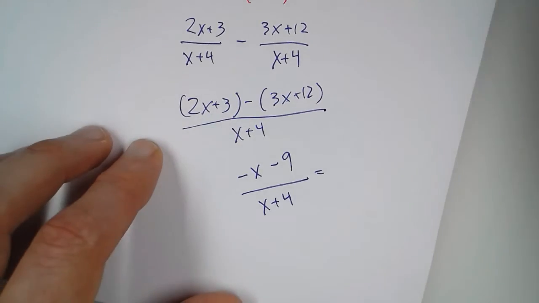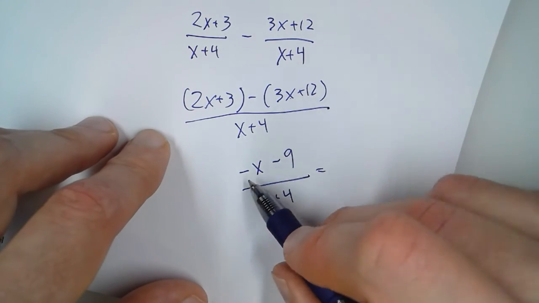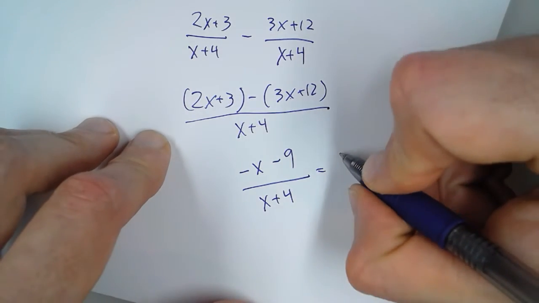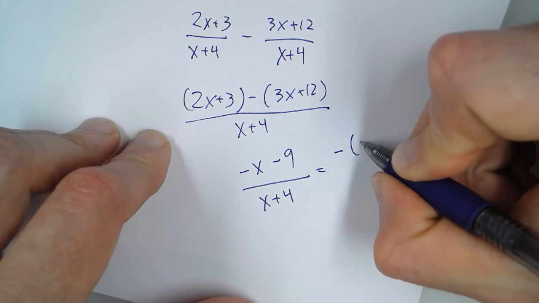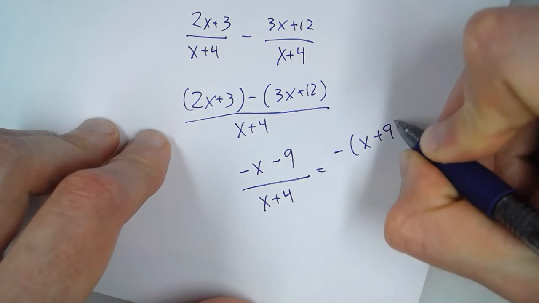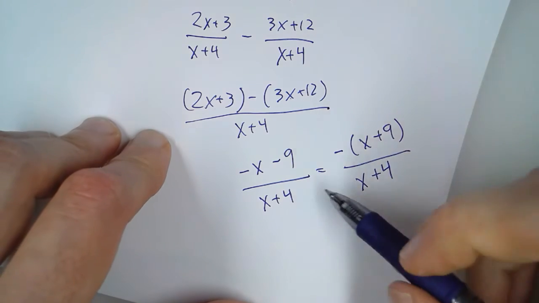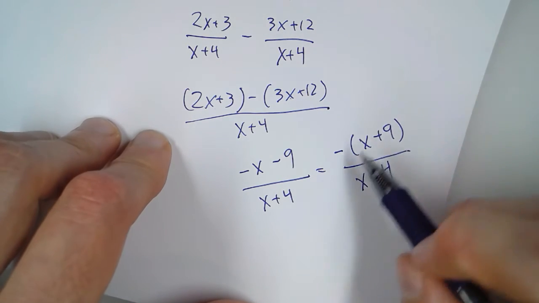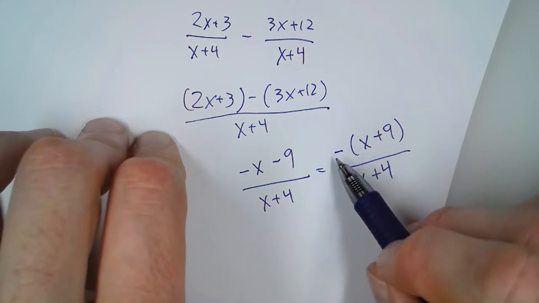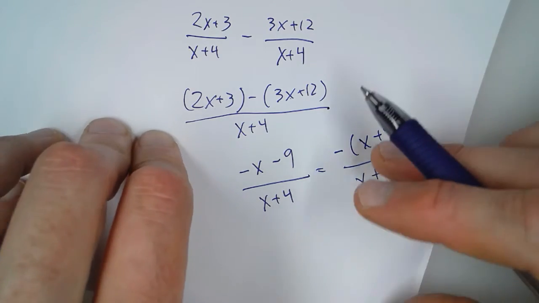Now, in this problem, we have a negative that we can take out. It's often a good rule of thumb to take out negatives when you can, because negatives often make it harder to see if you can cancel something. Now, in this case, you can't cancel anything, but it's good form to take that out.